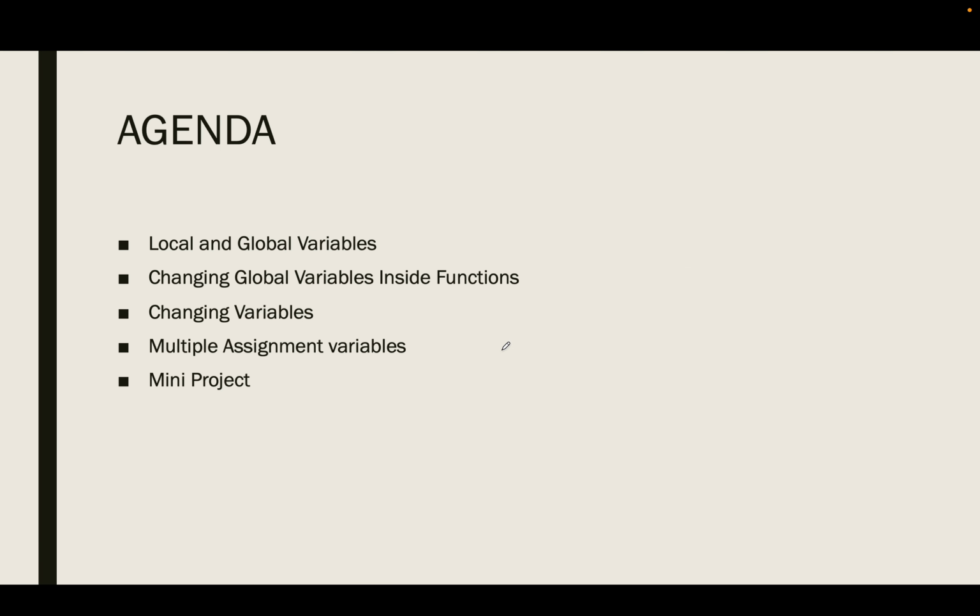In today's video, I will walk you through how to create and use variables, what local and global variables are, how to change global variables inside functions, changing variables, multiple assignment variables, and a mini project. This mini project is a simple student info app where you will input some details and it will tell you whether the student has passed or failed. Okay, so now let's get started.